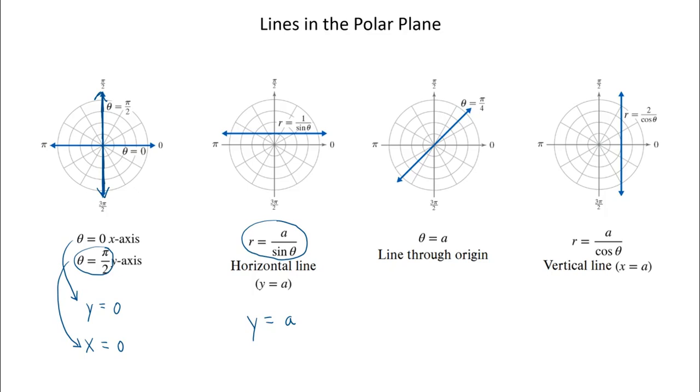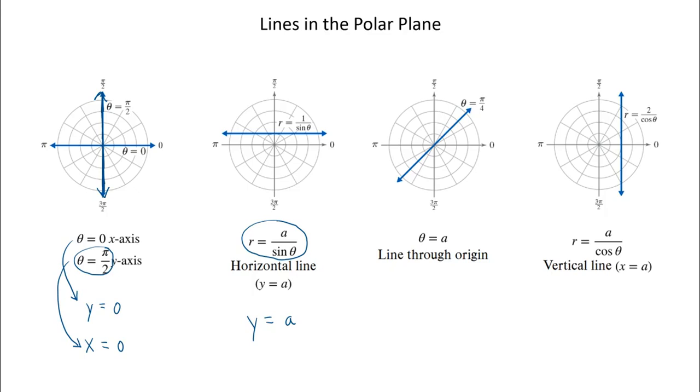Or if we see something like r equals negative 5 over sine theta, well, that would be a horizontal line going through negative 5 on the y-axis. And the equation in rectangular form would be y equals negative 5.